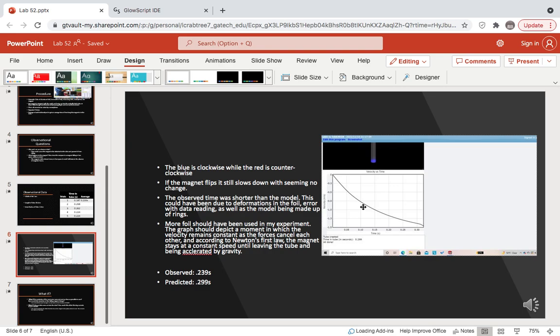This is due to the forces canceling out, causing a constant velocity, which is shown to be true by Newton's first law, and then the magnet stays at the constant speed until it goes out of the tube, and then that's when gravity starts acting and accelerating it again.